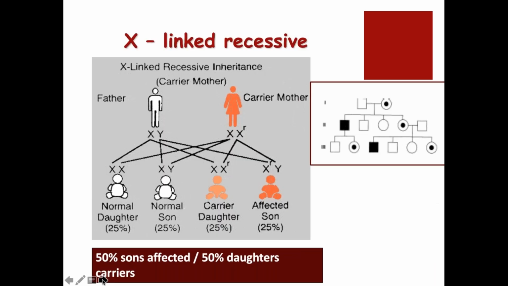Okay, now X-linked recessive. I showed you this, which obviously means this mother is an obligate carrier, right? So what would be the chance that this mother's mother would also have been an obligate carrier?